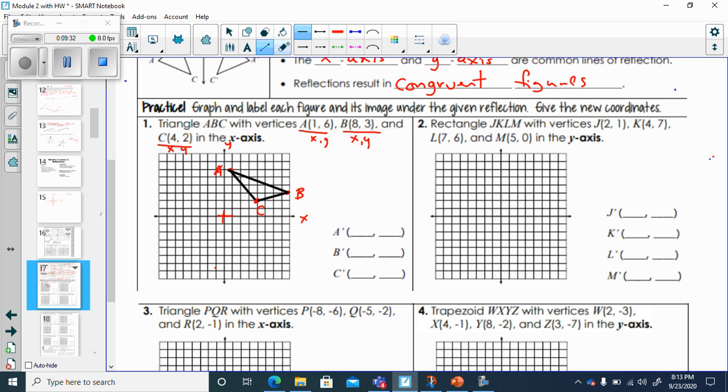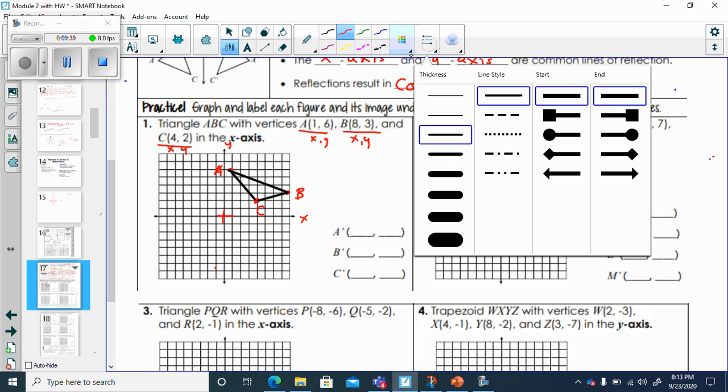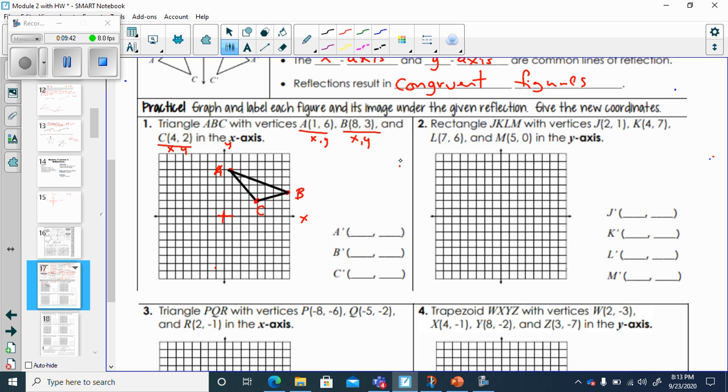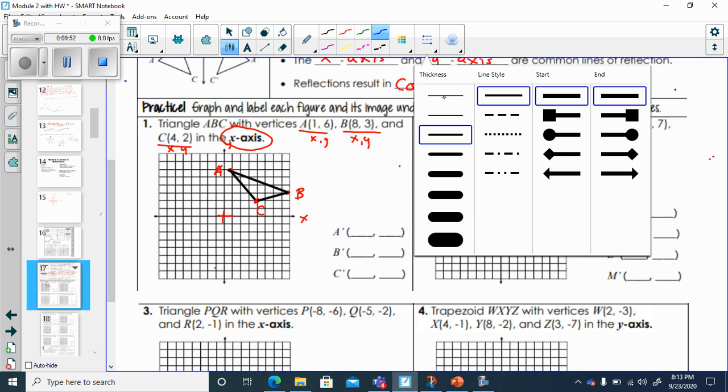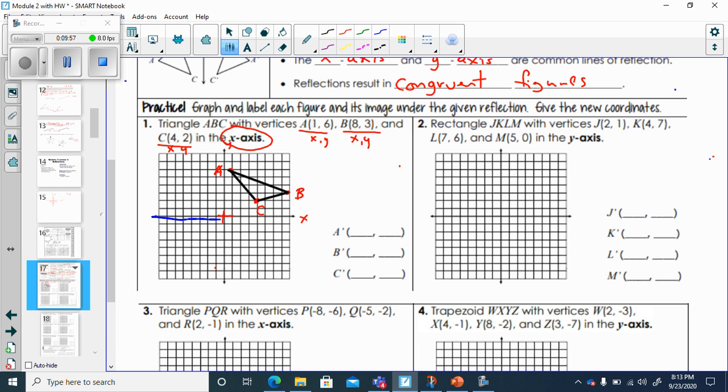What does it tell me to do with this pre-image? Hold on. Let me get this back so we can see it. It tells me to reflect it in the x-axis. So I need to reflect it over the x-axis. Let's draw a line on that x-axis so we see what we're reflecting it over. Here is your x-axis right here. Okay? So we want to reflect this over the x-axis. And we're going to do this one in green so we can see it a little differently.